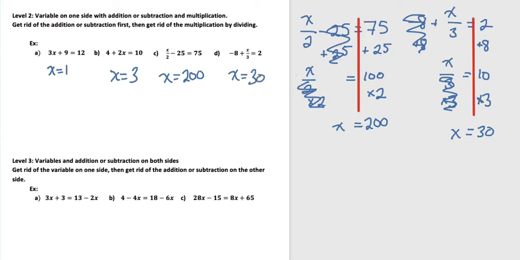So that's level 2. Level 3, the only difference is that now instead of just having x on one side, we have x's on both sides of the equal sign. So the first thing we'll do is deal with our x's. We'll get rid of our x's from one side, and then it's like we're dealing with level 2. We'll get rid of the addition or subtraction, and then we'll deal with any multiplication or division. So let's take a look at some of these.